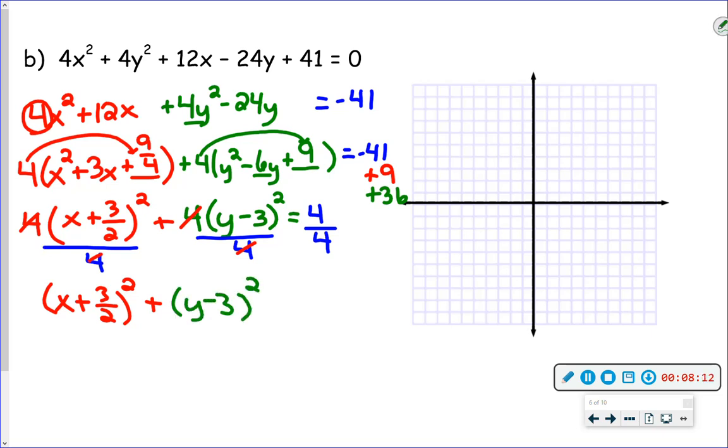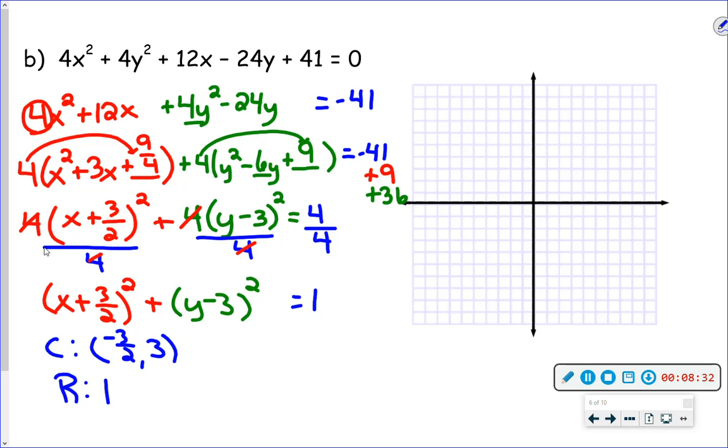Minus 3, 4 over 4, 1 again. Luck of the draw that it's 1. They don't all equal 1, just for the record. Okay, center. Let's jot it down. Opposite, we're going to switch the sign on plus 3 halves to negative 3 halves. Switch the sign on negative 3 to 3. And again, 1 equals our radius squared, so our radius will be 1. Again, they're not all 1.